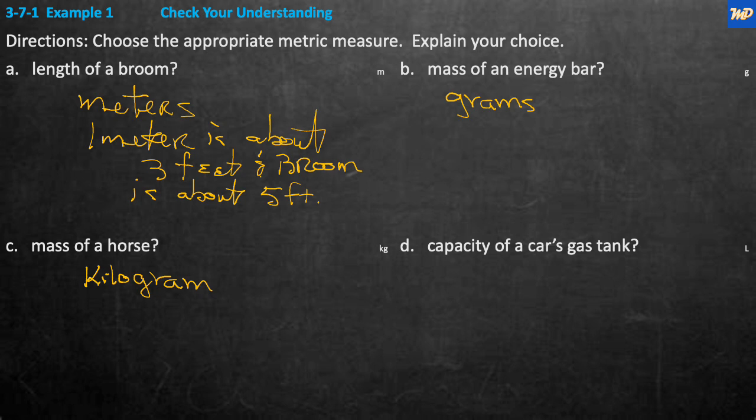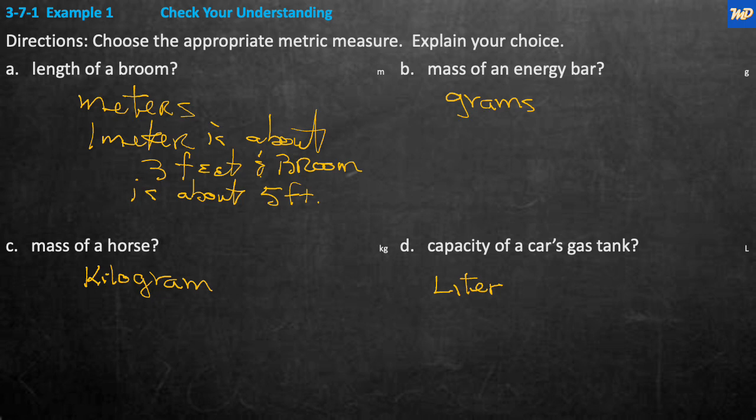So, okay. And then the capacity of a car's gas tank. Well, I'm going to say liters. Okay. And the reason I say liters is it's a little more than 3 liters to a gallon. We measure our gas tanks in gallons. In Europe, they measure gas in liters. So I would think a liter would be appropriate at this point.